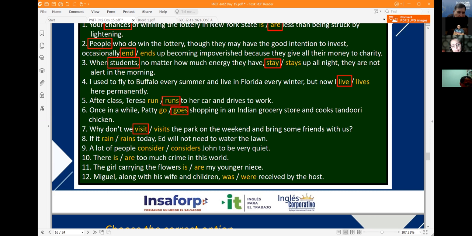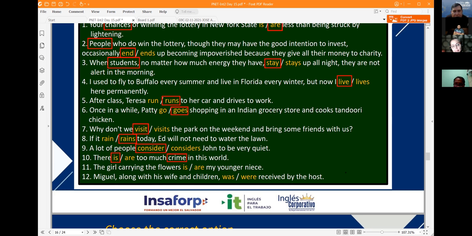It is the subject, so rains. If it rains today, Ed will not need to water the lawn. A lot of people consider John, people is plural, so consider. People consider John to be very quiet. And there is too much crime in the world. Why? Yes. Is because crime is not countable. Crime is uncountable.